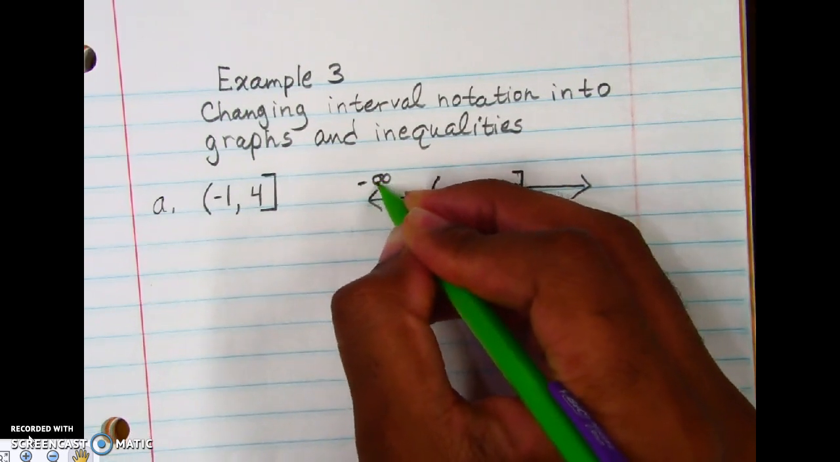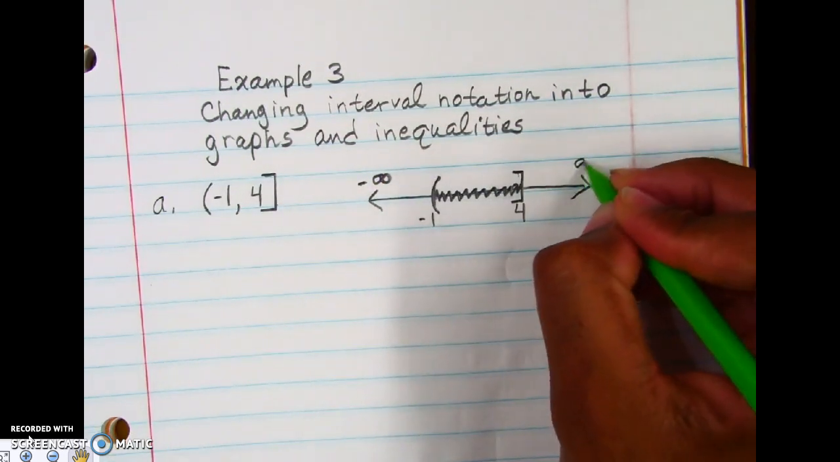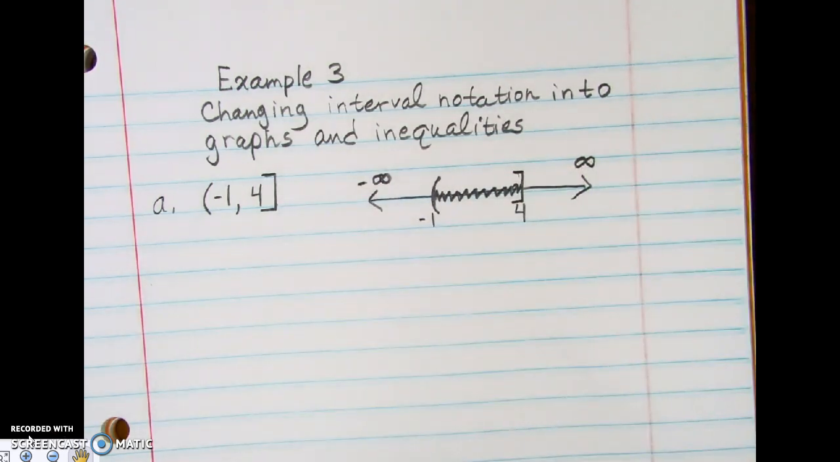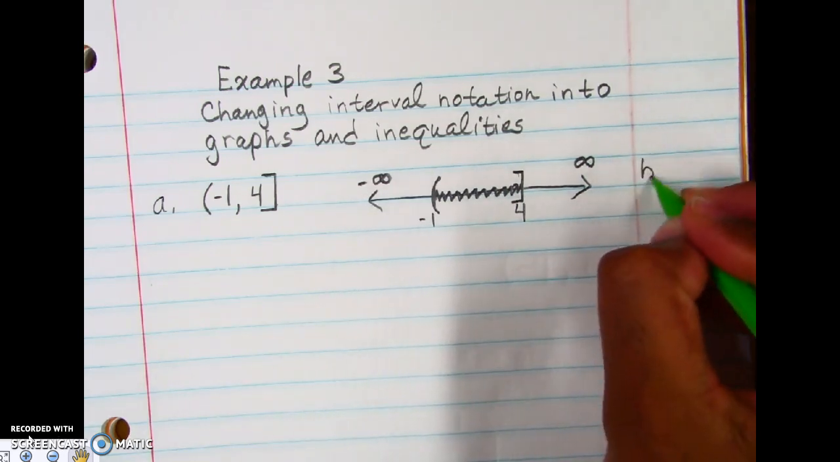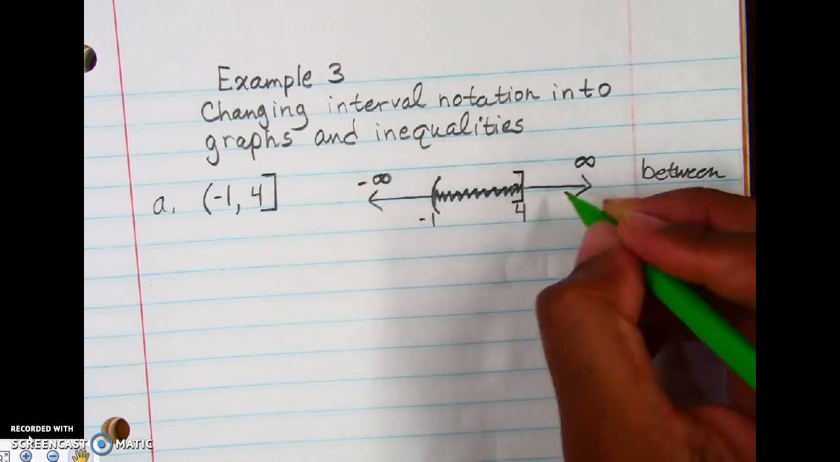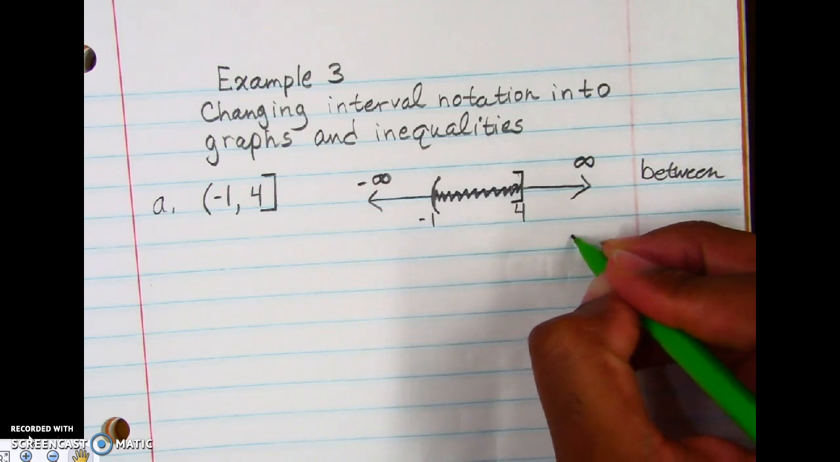Don't forget the infinities. Even if I do, don't forget your infinities. Infinities are important every single time. So we put our infinities in, and now we're just going to do our inequality. And again, this is like a between. So we shade it between the two numbers. So it means x is going to be between two numbers.